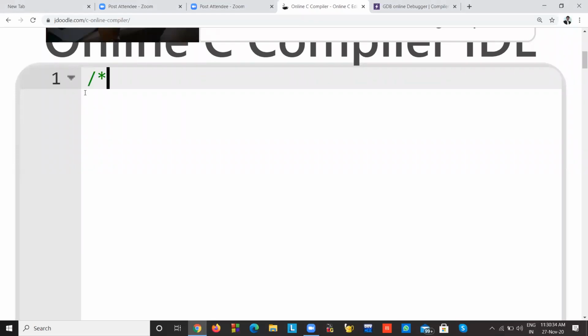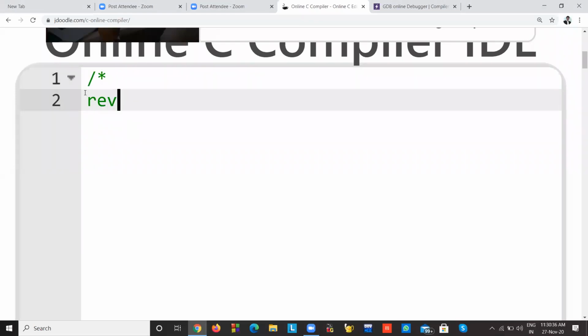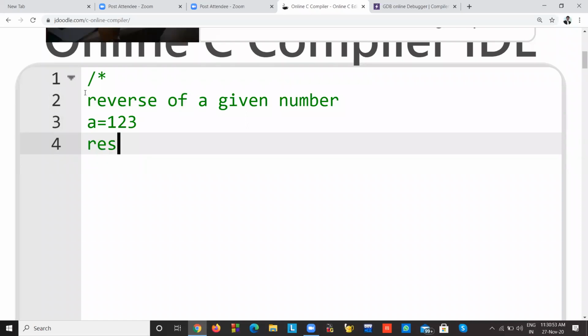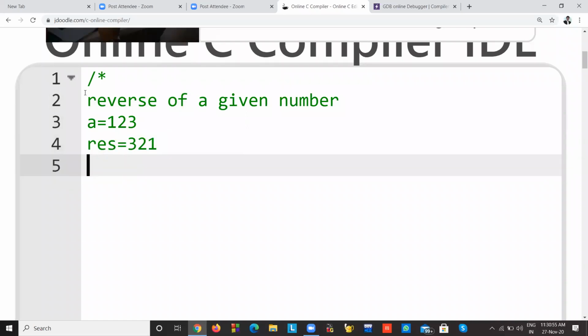Okay, now I need logic to find the reverse of a given number. Very, very important, and I'm not sure whether you guys are good in that also, whether you know this or not. So to find the reverse of a given number, for example, if a = 123, I need the result to be 321. So this is one assignment for you.